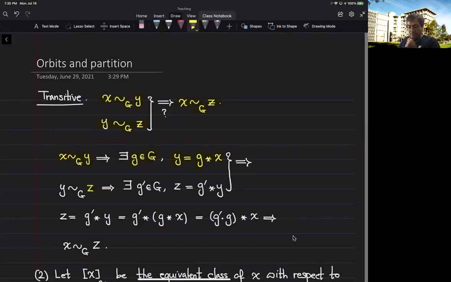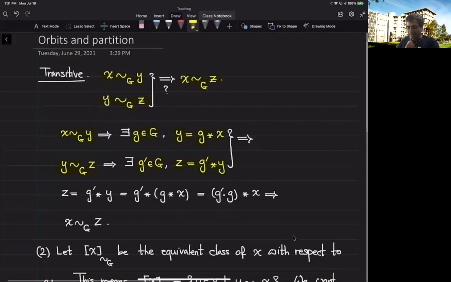Similarly, because Z is G-similar to Y, that means there exists some symmetry from the group G that sends Y to Z. Now I know how to go from X to Y, and I know how to go from Y to Z. I want to go from X to Z. I need to compose these two together. I need to multiply them together.